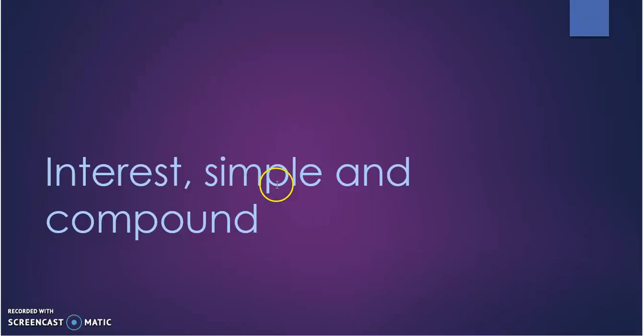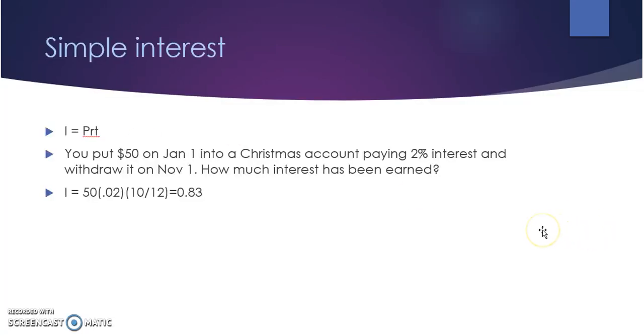Let's talk about two types of interest that is earned, both simple interest and compound interest. In simple interest, the interest, that is an I, is what's called the principal times the rate times the time. So here's an example that will illustrate each of those letters. You put $50 on January 1st into a Christmas account, paying 2% interest, and you withdraw it on November 1st. How much interest has been earned?